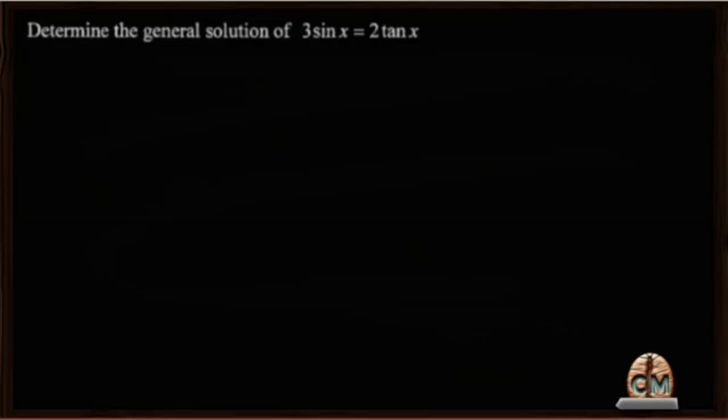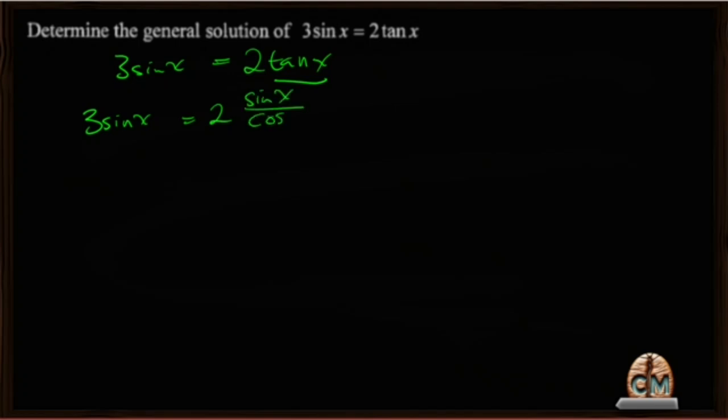So over here we have the request for the general solution of 3 sine of x being equal to 2 times tan of x. So the first idea I can think of is just to expand on the fundamental identity we have over there on the right hand side. So we'll have 3 sine of x being equal to 2 times sine of x over cosine of x. As long as we respect that cosine of x in this case cannot equal 0, because we're not allowed to divide by 0, let's just multiply both sides by cosine of x and see what pops out.